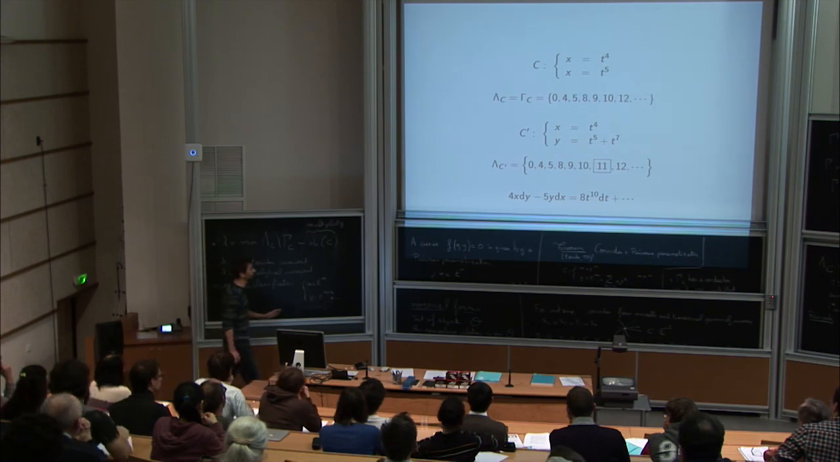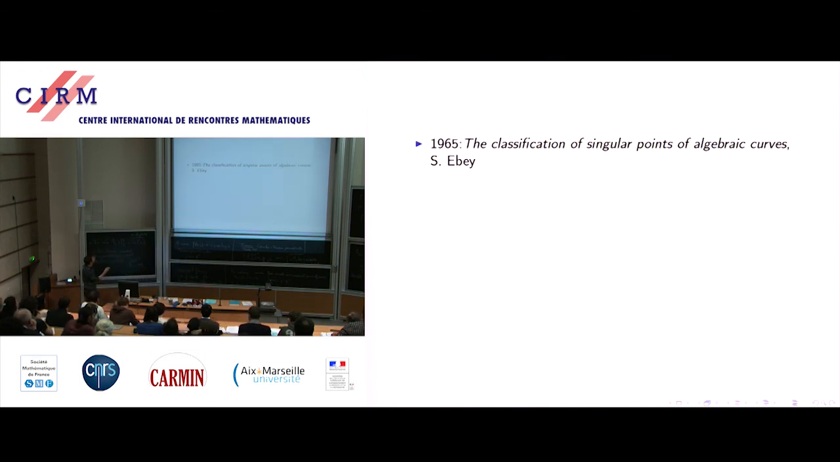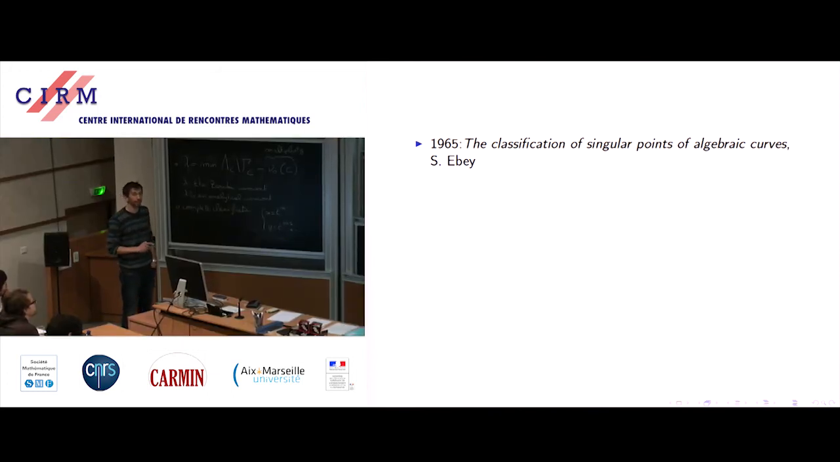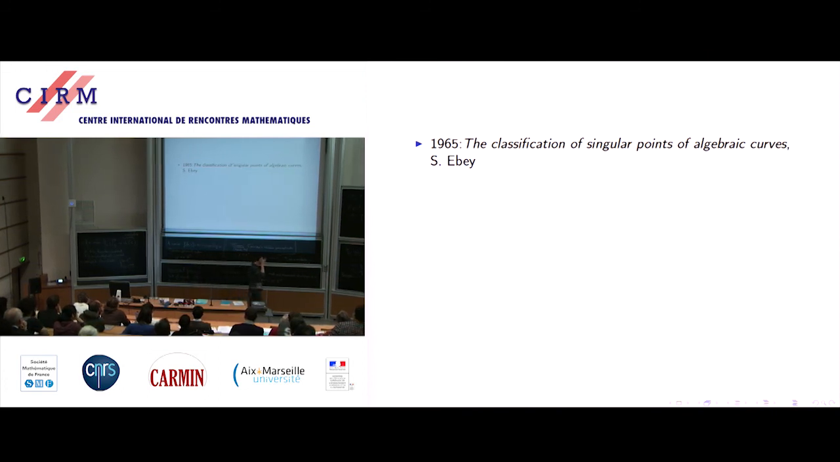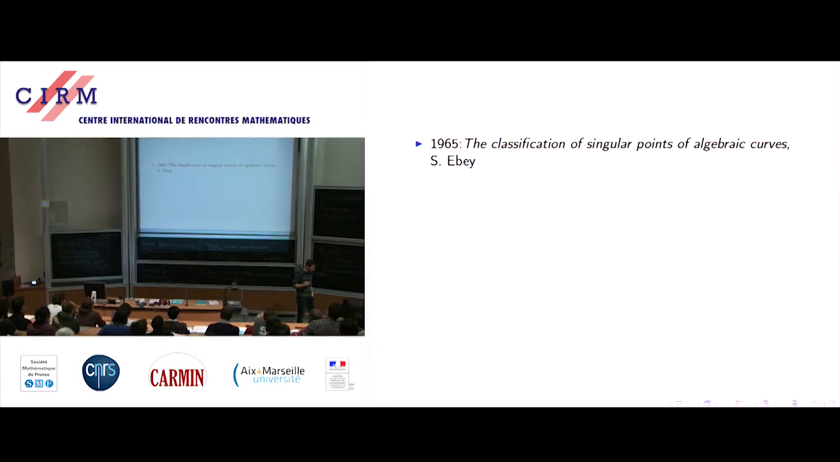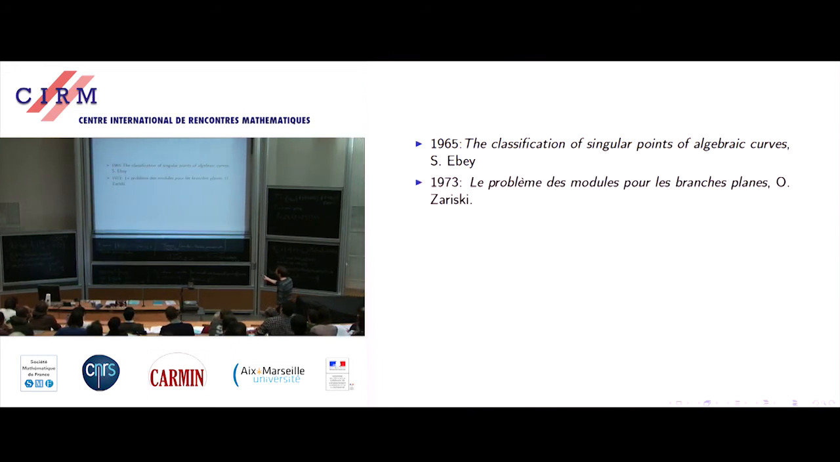Of course this history is probably going to be incomplete because this is my history. So Zariski mentioned in his book the work of Hebe, which was done a bit before the work of Zariski himself. In some sense, it is Hebe that initiates the problem of the classification of singular points of curves. Then there is this famous book of Zariski.